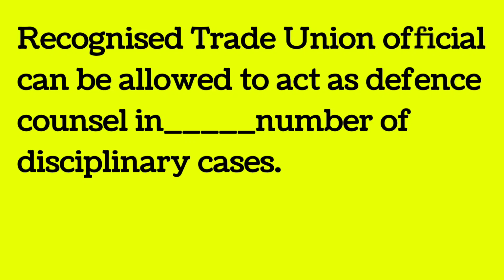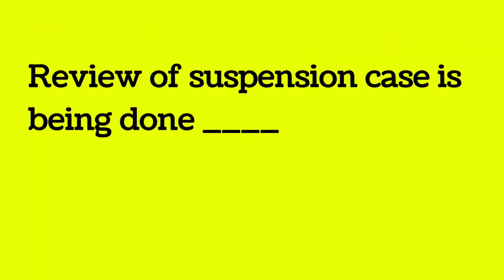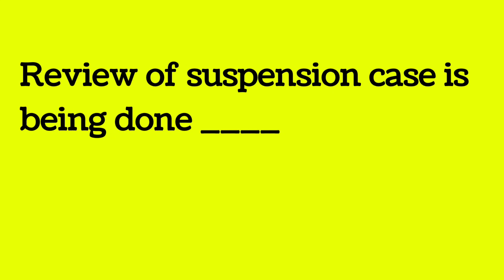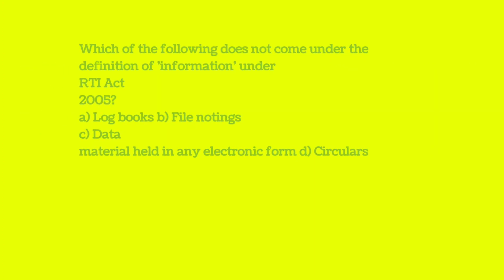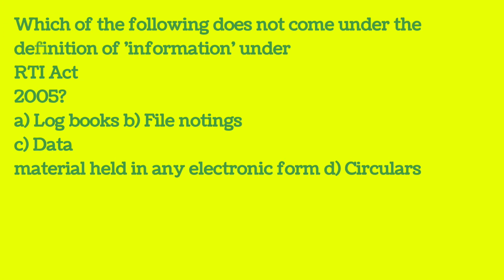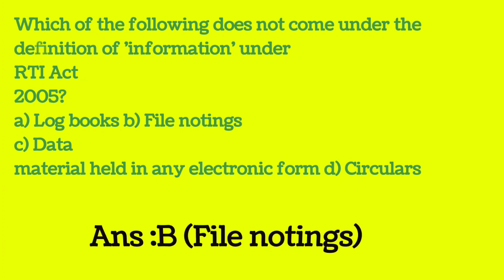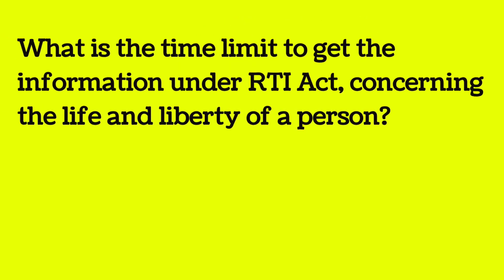Recognized trade union officials can be allowed to act as defense counsel in dash numbers of disciplinary cases. Recognized trade union officials, up to 3 cases. Review of suspension case is being done dash. It's being done after every 3 months. Which of the following does not come under the definition of information under the RTI Act 2005? Option A, logbooks. Option B, file notings. Option C, data material held in any electronic form. And option D, circulars. So option B is correct, file notings.